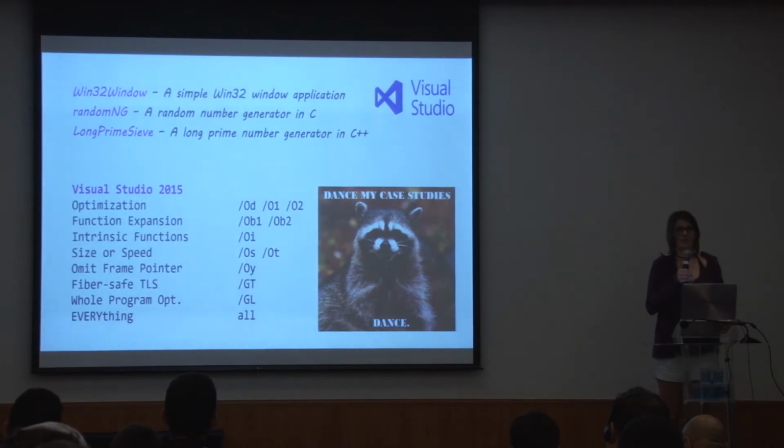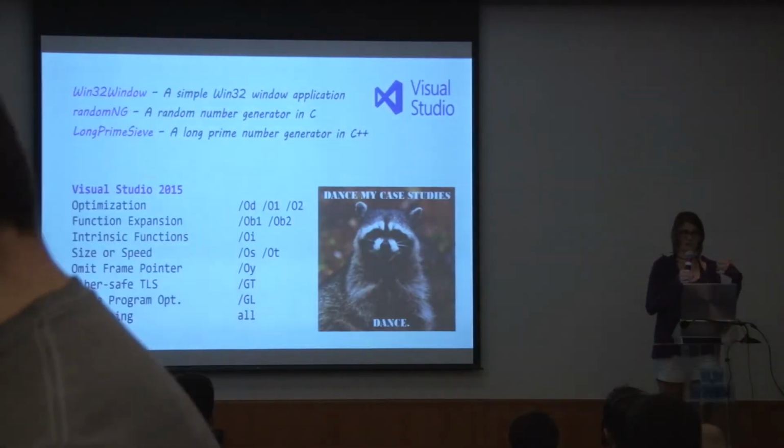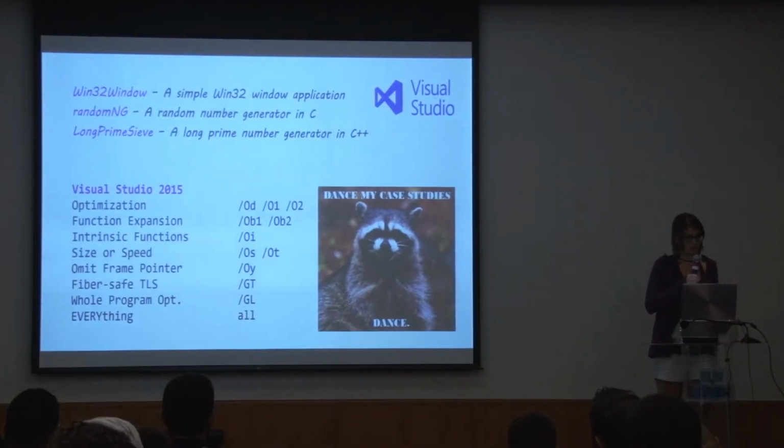So what did I actually do to visualize those optimization settings? For my experiments, I used 3 different case studies, which are listed on this slide. One of them is codenamed Win32 Window. It's a simple Win32 window application. All of the case studies are rather small, so the source size is approximately the same, which doesn't mean that the binaries that turned out were about the same size. The code names are Win32 Window, RandomNG, which is a C-based random number generator, and LongPrimeC, which is a C++-based prime number generator.